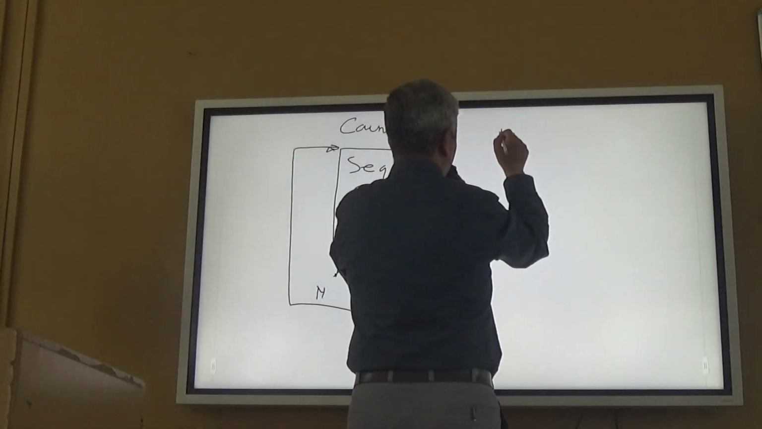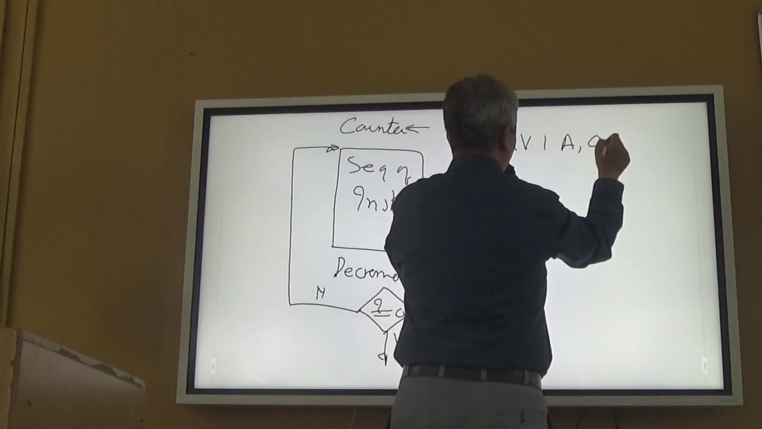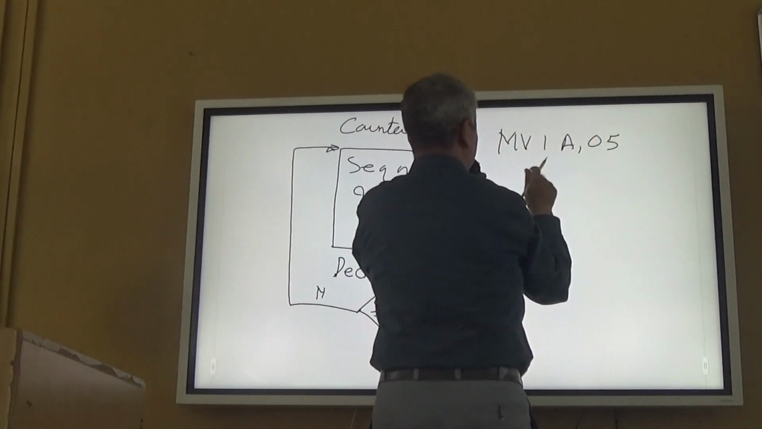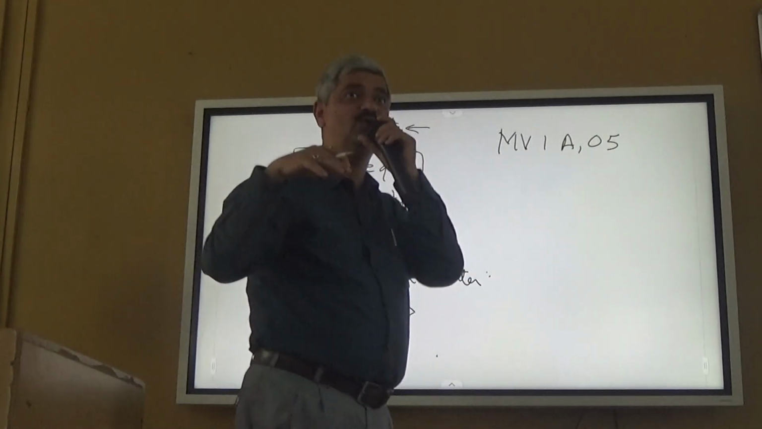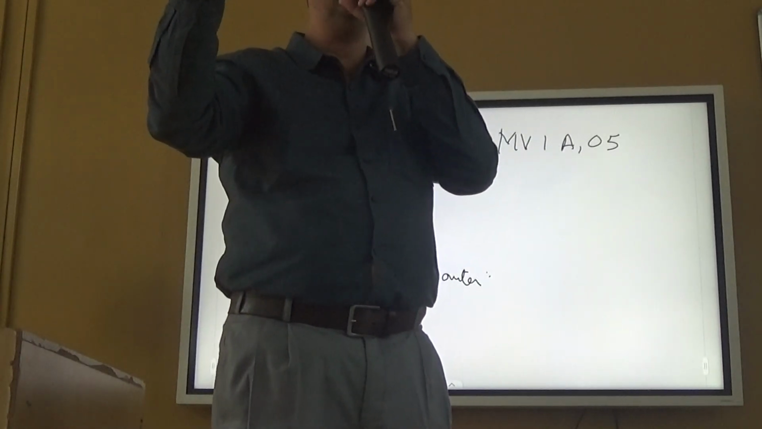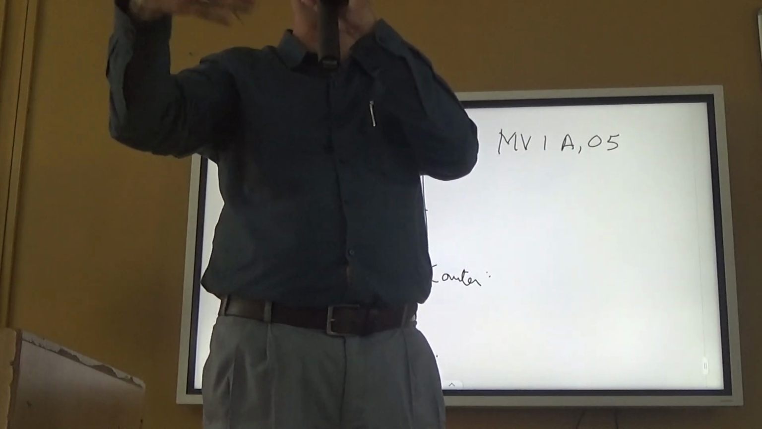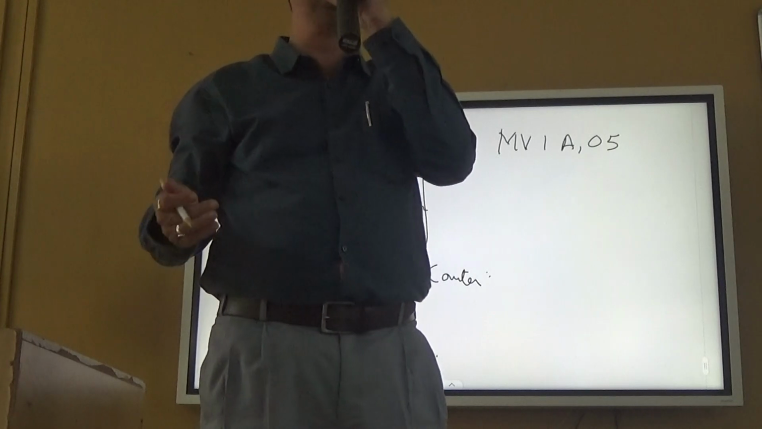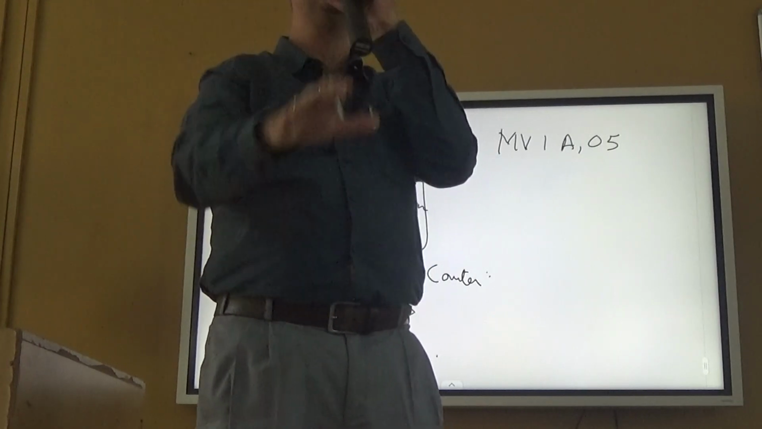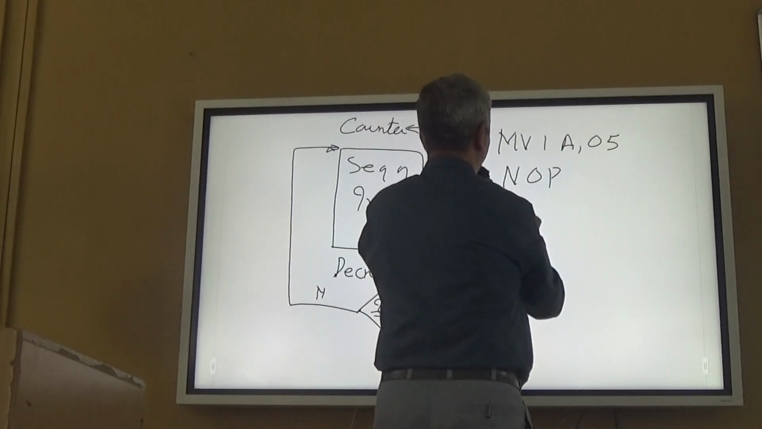So, MVI A, 05. Then these are some instructions. Say you might be knowing the delay program, right? Which you are well aware of. In a delay program we do nothing, we just pass time. So in a delay program what is there? NOP. So we can have a few NOP instructions. NOP.